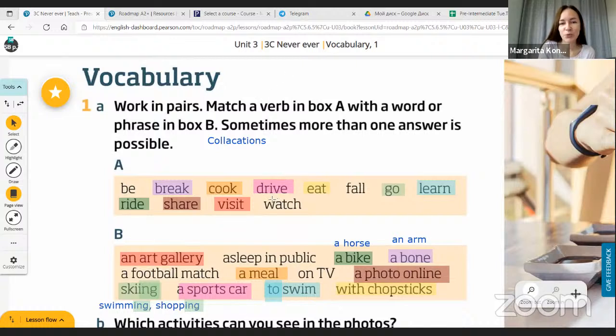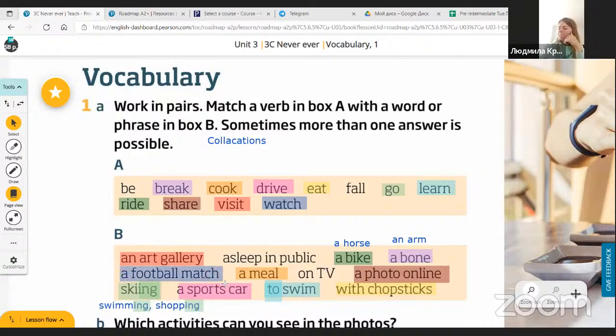Okay, next one, watch. On TV. No. A football match. Yeah, you watch a football match. You can also watch a concert. Watch a football match, watch a concert, watch a program, watch a film.